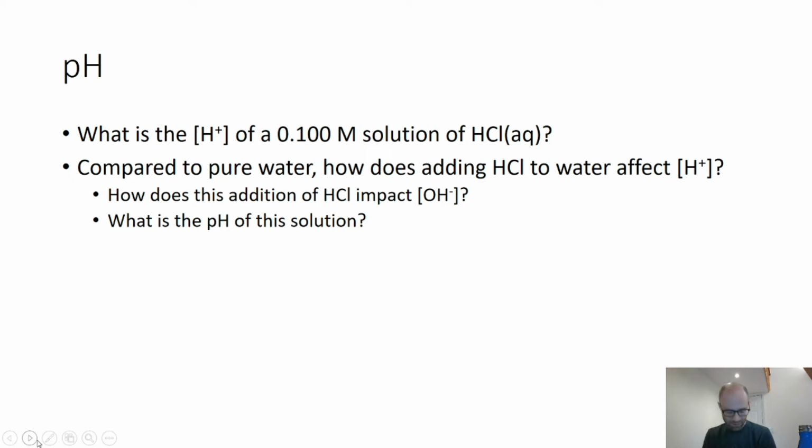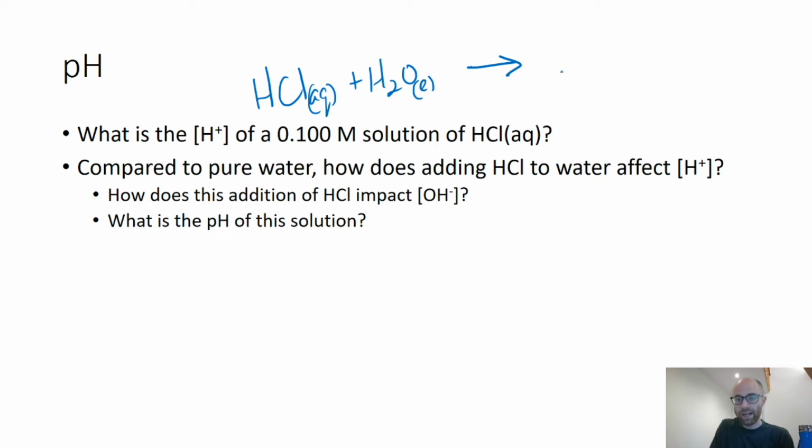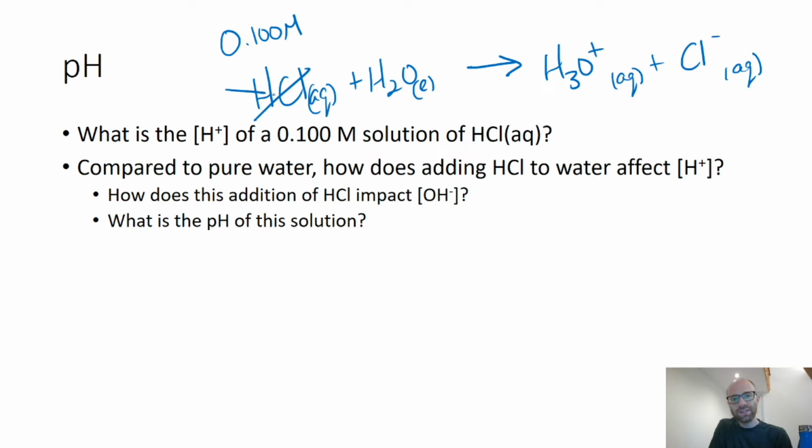First, let's take HCl, our standard hydrochloric acid solution. We want to figure out the pH of a 0.100 molar solution. The first question I have to ask is, well, what is the H plus concentration? We know that hydrochloric acid will react with water in a one-way reaction to make H3O plus and Cl minus. In a 0.100 molar solution, this doesn't really exist because it's a one-way process, and that means that this concentration is 0.100 molar and 0.100 molar.